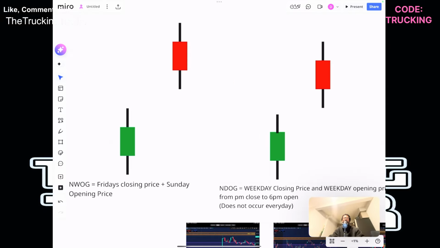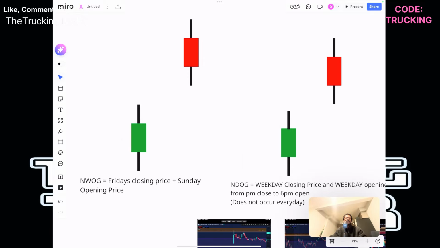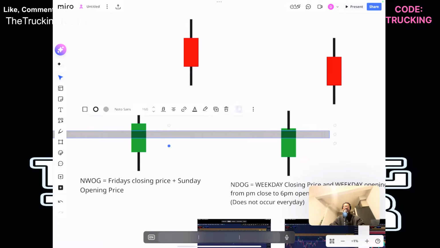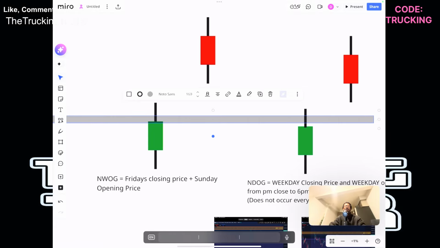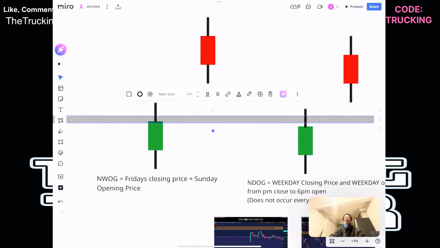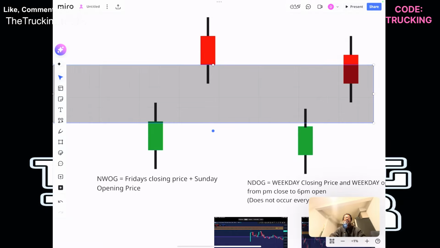Before we get into this video, there are a few things that you must be aware of. The first one is new week opening gaps. I'm going to show you how new week opening gaps look on the chart, and how we box those up. But first, I'm going to give you a quick display of what a new week opening gap is. Then we will use a box like this on our TradingView, and we will box this up just like this.